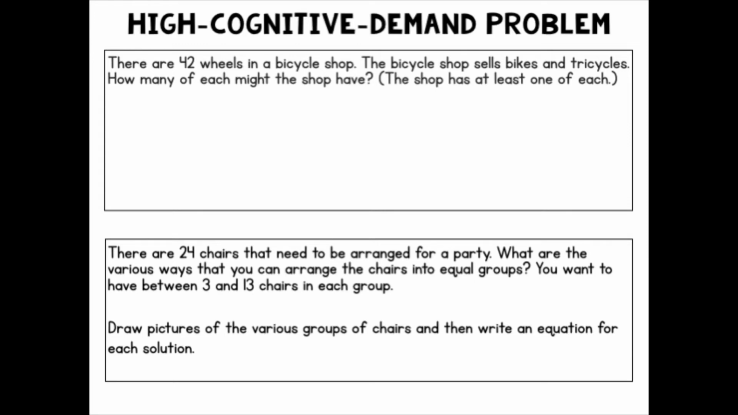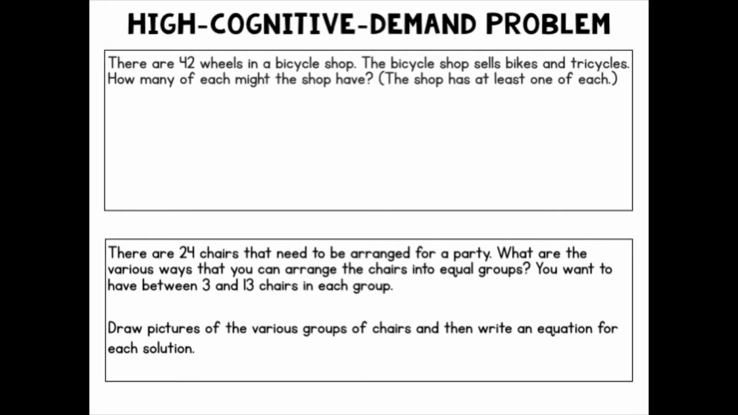And the second one is arranging chairs. You have 24 chairs. What are the ways you can arrange them in equal groups? You want to have between 3 and 13 chairs in each group. So that can be put in an array. Like a lot of the kids will put that into an array because they're chairs. Or they can be put in groupings for a party. So it's still groups and multiplicative thinking.